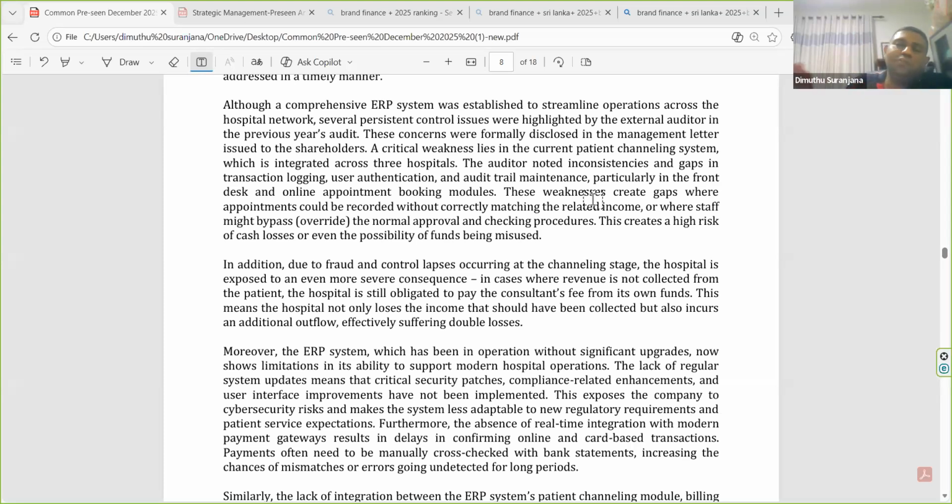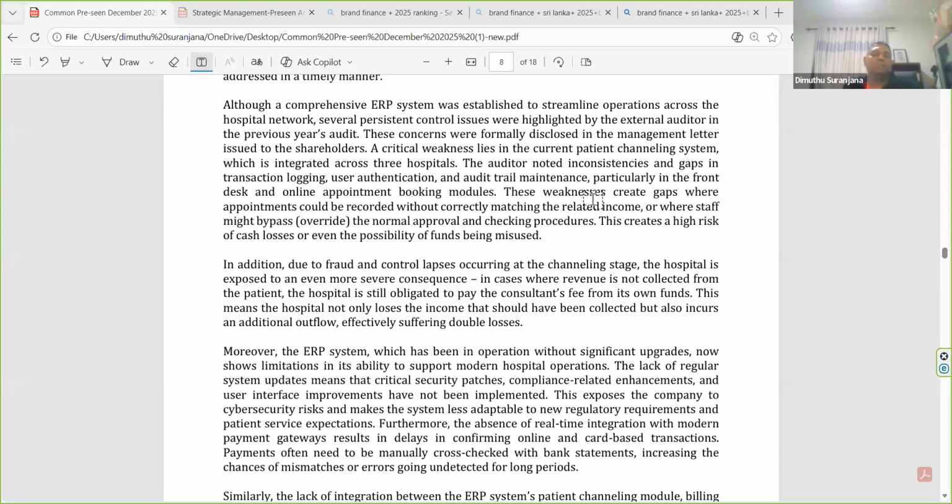Now, for example, you didn't collect the money from the patients, but there's a portion to the doctor, no? You have to pay the doctor. See, if you look at our channel visit, for example, sometimes what I have seen is, we say 6,000 rupees, 5,000 for the doctors, 1,000 only for the hospital. So in this case, 6,000 has not been collected, but you still have to pay the doctor 5,000.